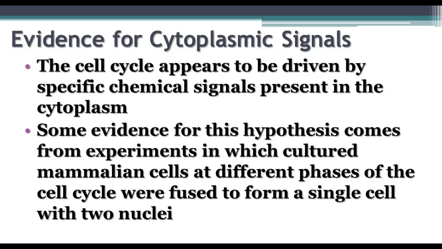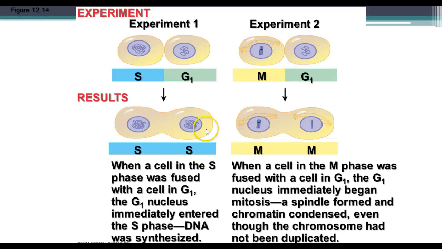The original experiments that were done to show this showed what happened when you fuse together cells at different phases of the cell cycle to form a single cell. So in one experiment, they fused two cells here, one in the S phase of the cell cycle and one in the G1 phase. And what they found was that the G1 nucleus immediately entered the S phase and the DNA was copied. In a second experiment, we've got one cell that's in the M phase already of mitosis, and we've got one in the G1 phase of interphase.